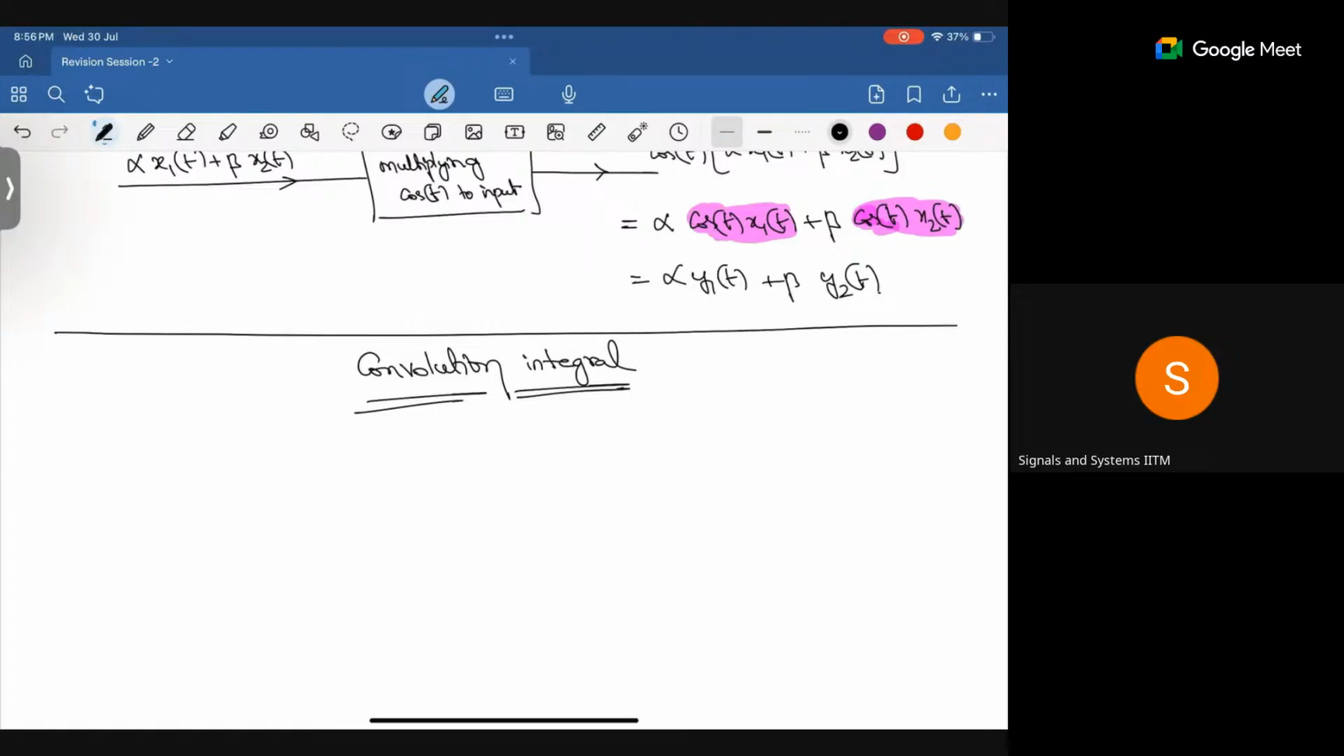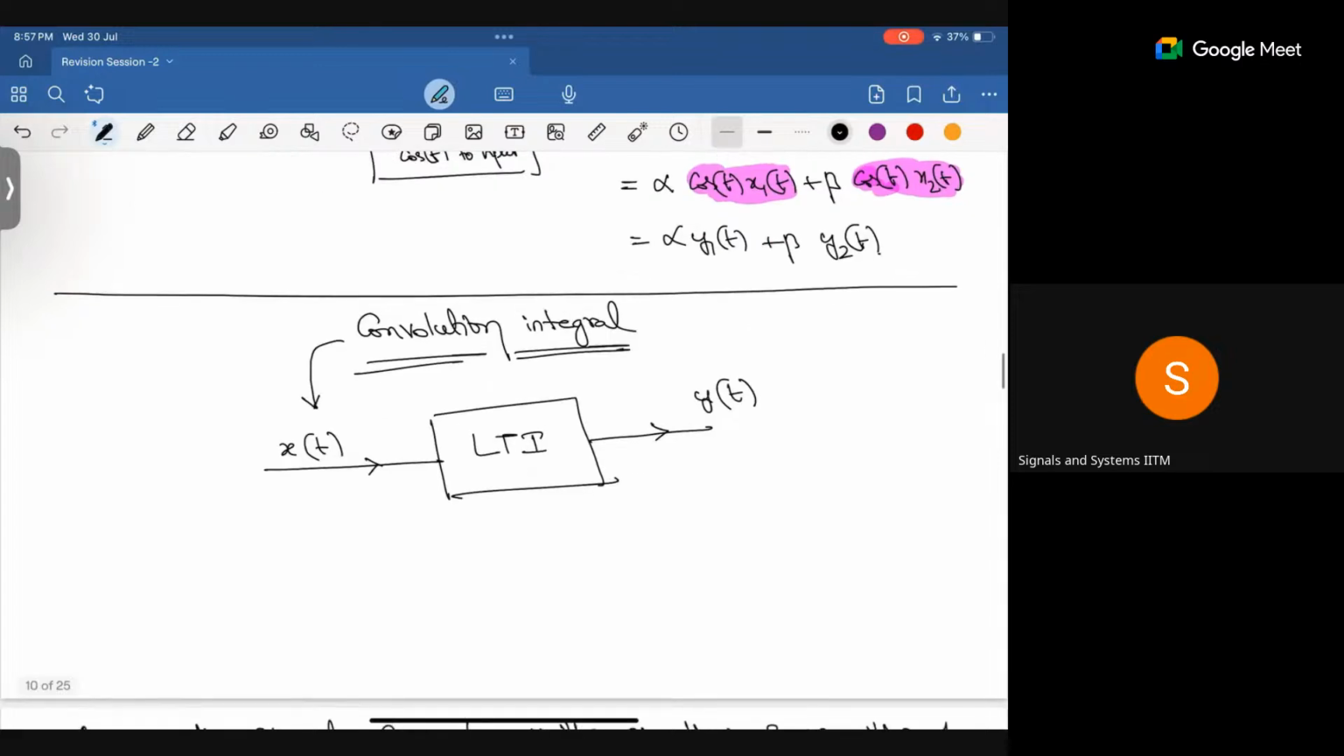Okay. So how do I do the convolution? And this convolution came into the picture because we needed the relationship between the input and output for an LTI system. So some input x of t goes into an LTI system and we get the output.